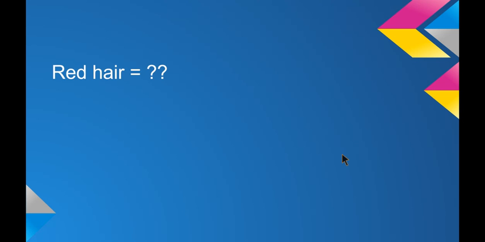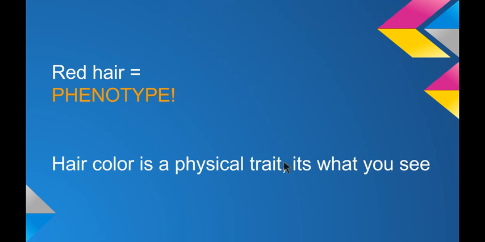Let's do another one. Red hair, genotype or phenotype? Phenotype. Hair color is a physical trait. It's what you see. If you have red hair, I can see it. That's your physical trait. So phenotype, physical.